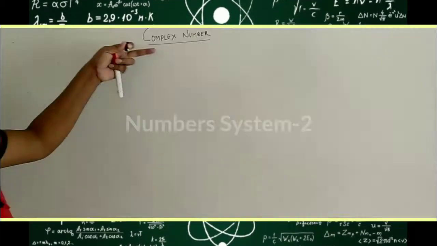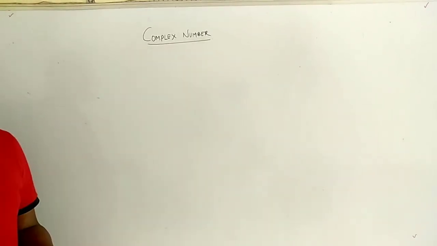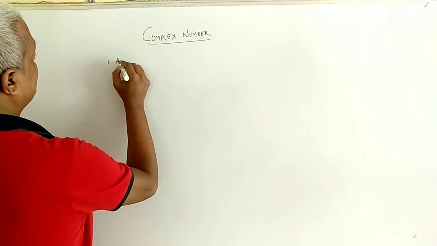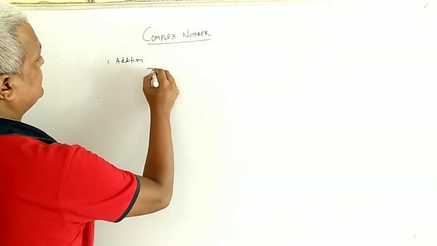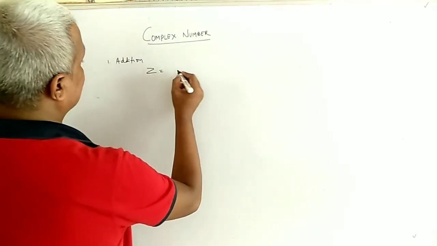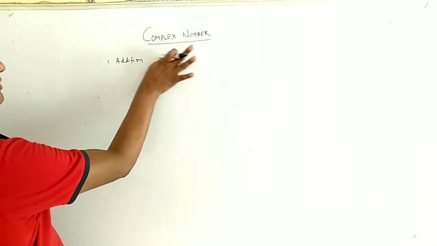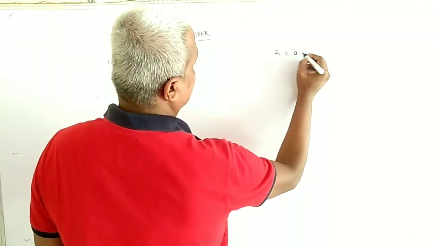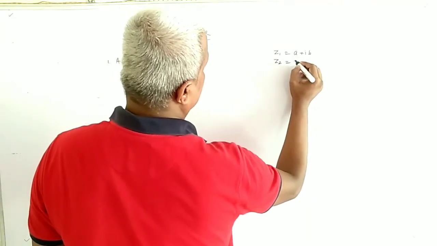Okay, so now here we are going to understand complex numbers. When we have numbers, what kind of things can we do on them? The first is called addition. When we have to add two complex numbers, suppose I have two numbers, Z1 is A plus iB and Z2 is C plus iD.